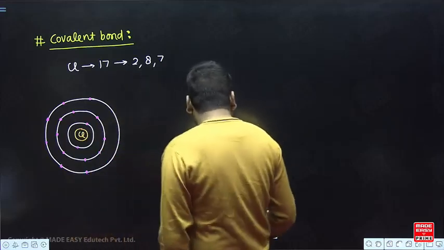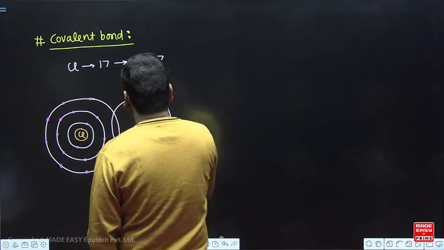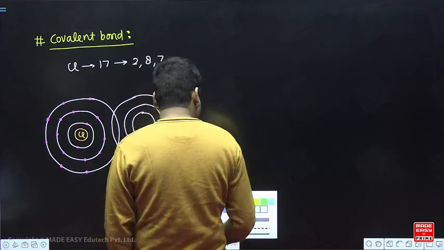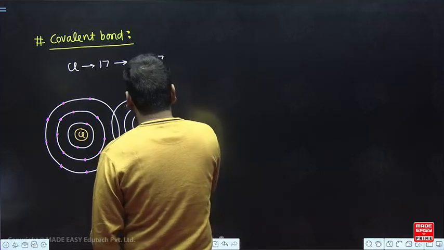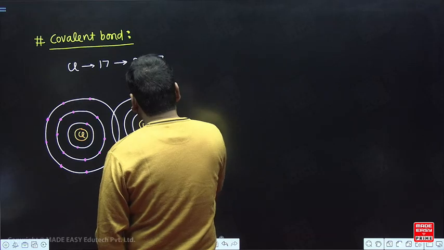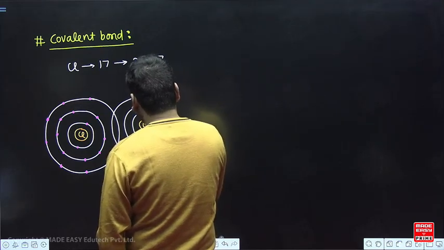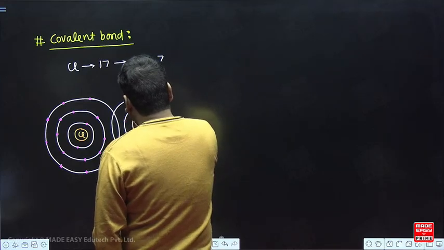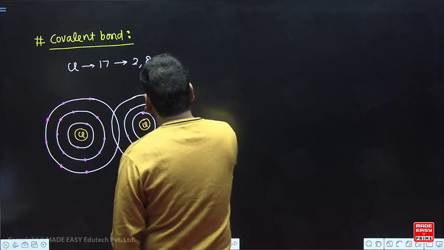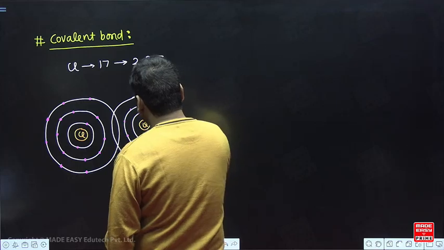Now suppose you are having another chlorine in its vicinity. You have another chlorine atom. This is chlorine. This is chlorine. This chlorine will also have 17 electrons. 2 in the first orbit, then second orbit 8, then third orbit 1, 2, 3, 4, 5, 6, 7.